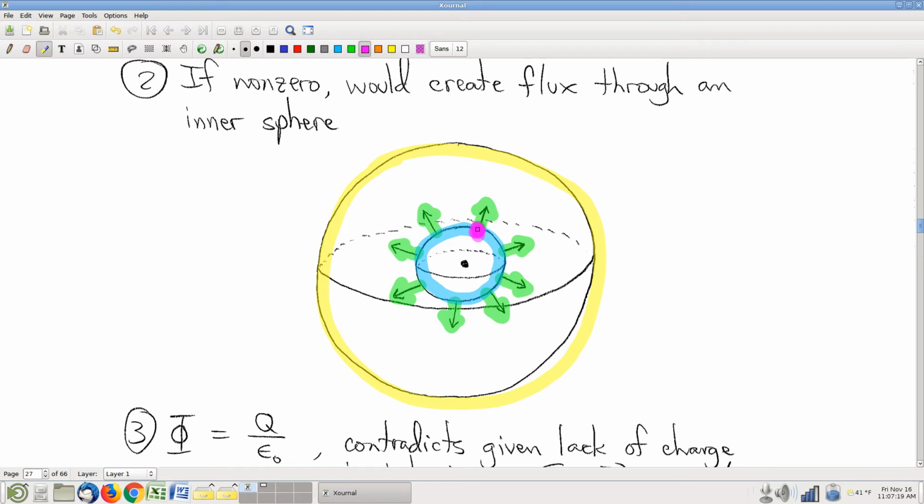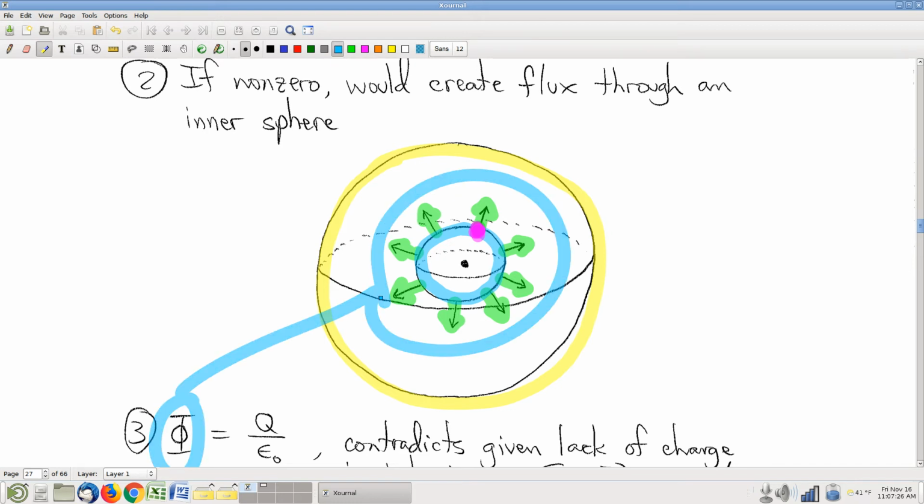All right, so we're practically done at this point. Look at what we have a picture of here. On this blue sphere, there's a flux through that blue sphere. Right? I mean, look, we've got all these field lines pointing outward. That makes flux.